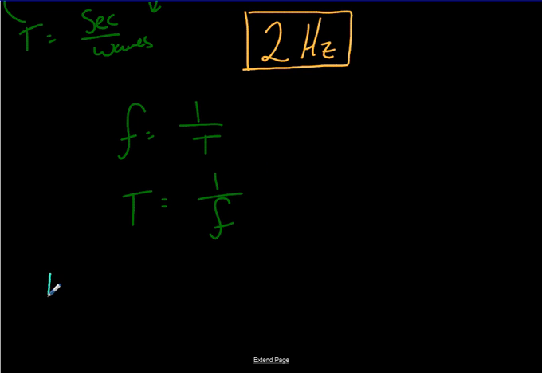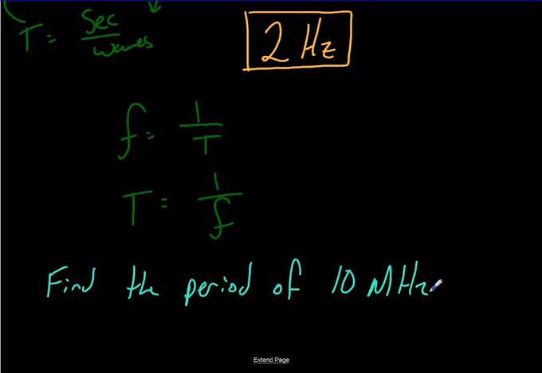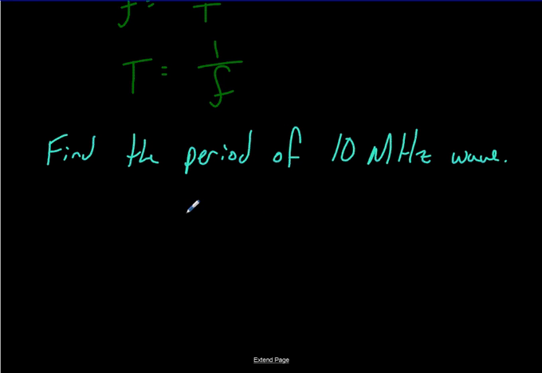Let's try it. Actually, sorry, let's do it the other way. Find the period of a 10 megahertz wave. I'm going to let you do that. T equals 1 over F. In this case, the frequency is 10 megahertz. What does mega mean? A million.